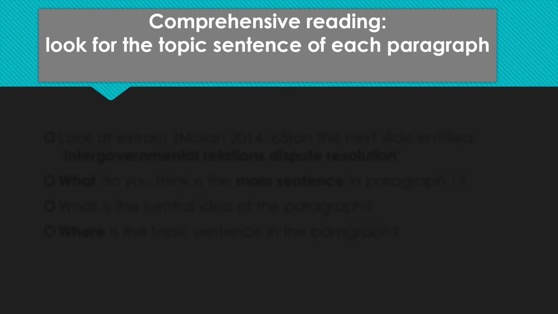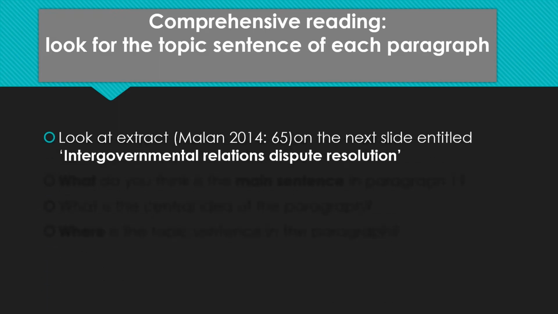How do you find the author's main points? You need to look for the topic sentence of each paragraph. A well-constructed academic paragraph should contain only one main point, and then the rest of the sentences in the paragraph should support that main point or that topic sentence. So first you need to try and identify what is the main point of the paragraph that you're reading.